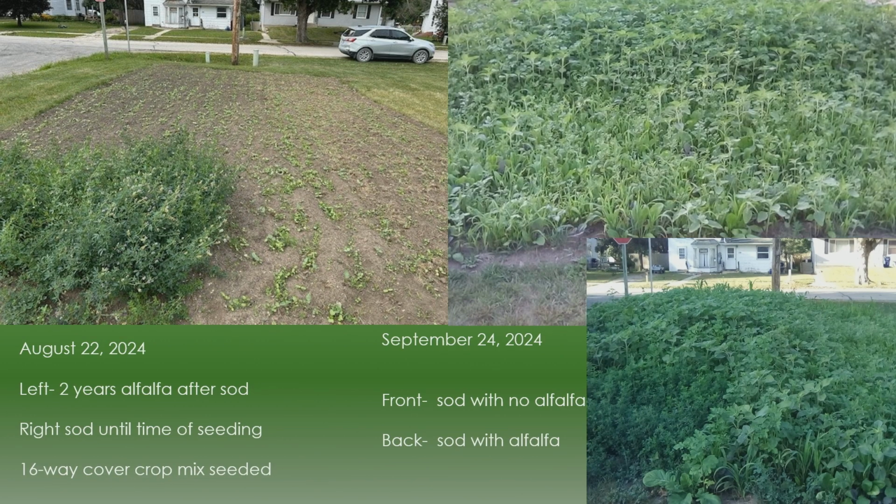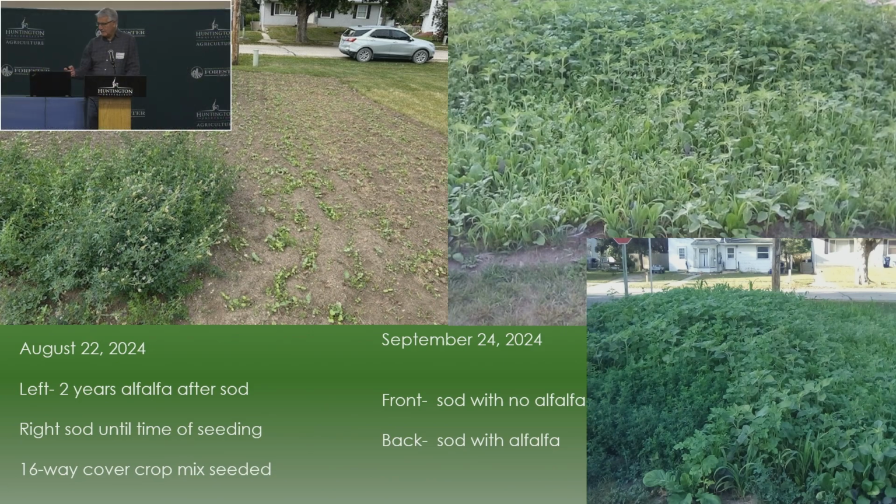So on the left here, you can see the line. The soil's darker. That had been seeded in alfalfa for 2 years. And to the right, it was sod up until the time of seeding. And he had a 16-way cover crop mix, actually on both. And then the pictures to the right show the cover crop that was growing.